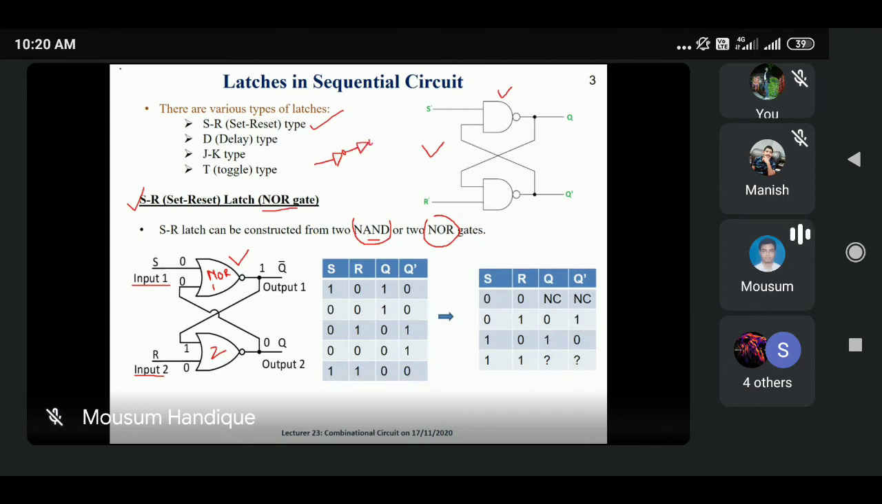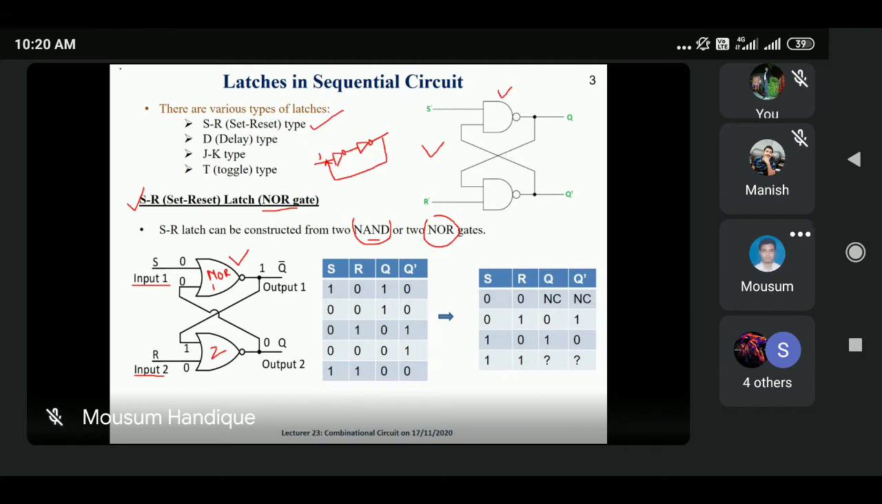Because we are dealing with the sequential circuit. See here, suppose this is the feedback part. Generally, this particular feedback part, some particular parts we have seen in combinational circuit, but this feedback part we generally see in sequential circuit.